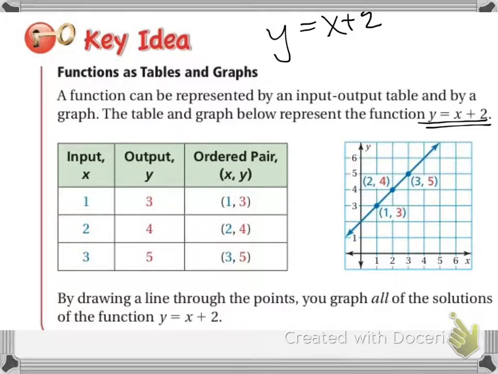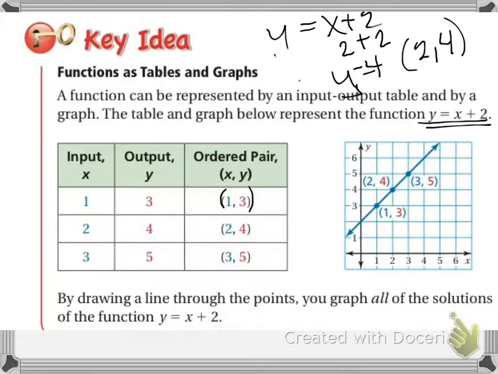When we put a 1 in, 1 plus 2, well, that equals 3. So y equals 3. So here we have 1, 3 as our ordered pair. And when we put a 2 in, we can substitute a 2 in. And when we put that 2 in here, 2 plus 2 is 4. Y equals 4. So when x is 2, y is 4 is the ordered pair.